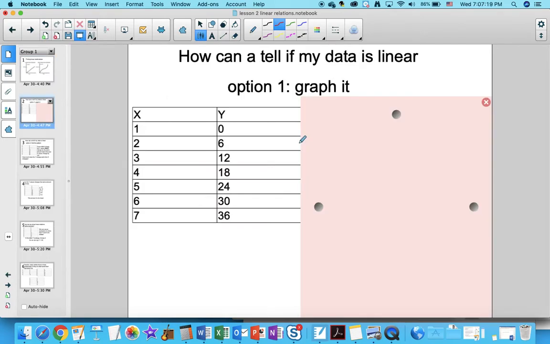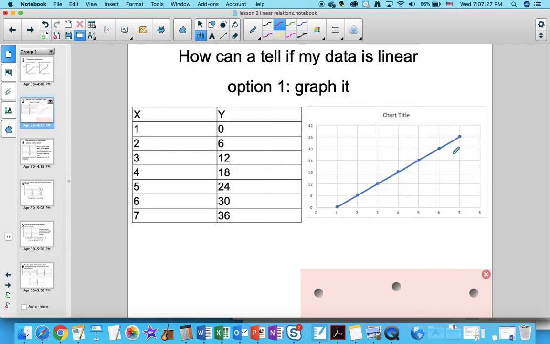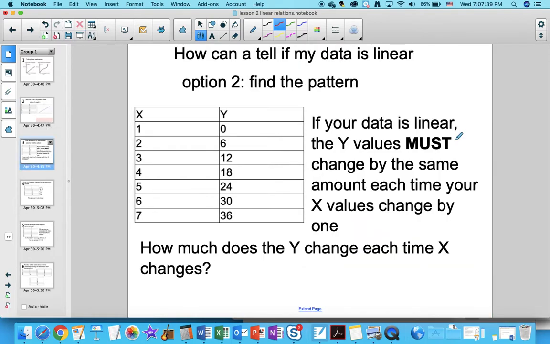So how can I tell if my data, this table, follows a linear relationship? Well, you could graph it, and if I graph this data and make a straight line, then I know it's linear. But sometimes making a graph can be hard, or there might be too much information to make a graph. So instead, we find the pattern.